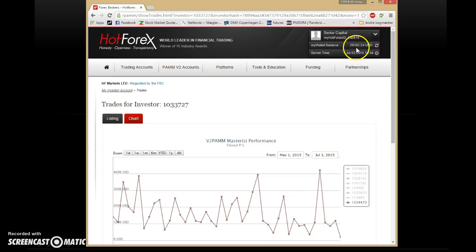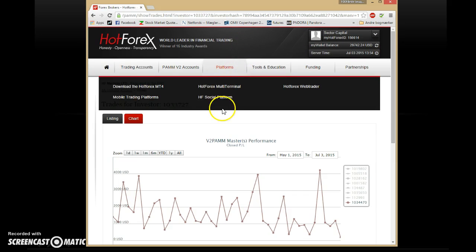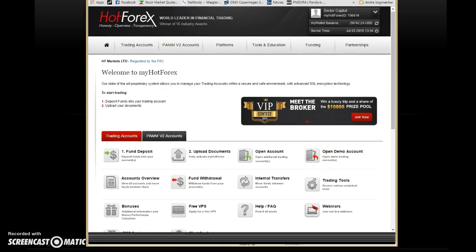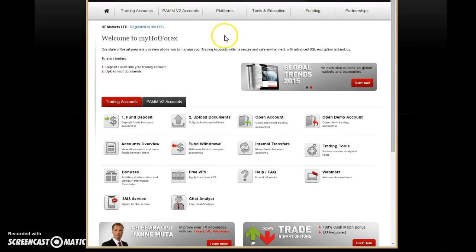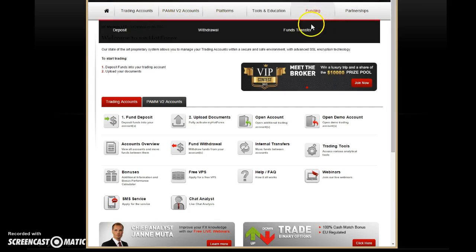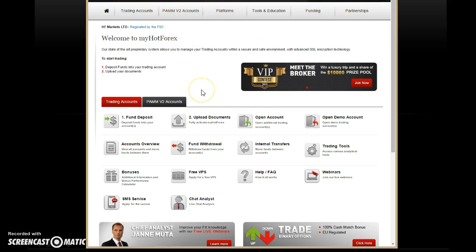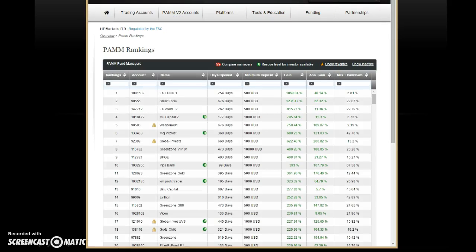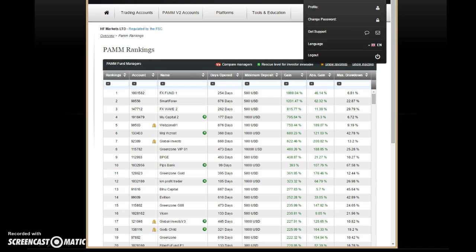The system is running at HotForex, and the way this works is that you go in here and you choose the PAMM account. If you are going to go to this system, you need to make sure that the way the system is working for you is under the FSC regulations. I don't know if you can see them here. I cannot. Let me see if I can find another account.